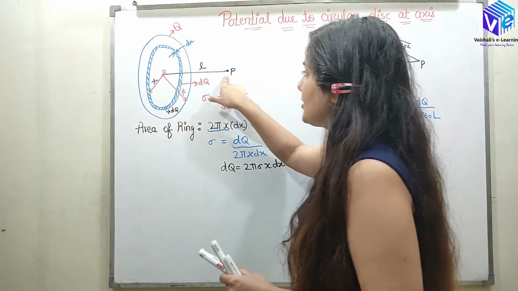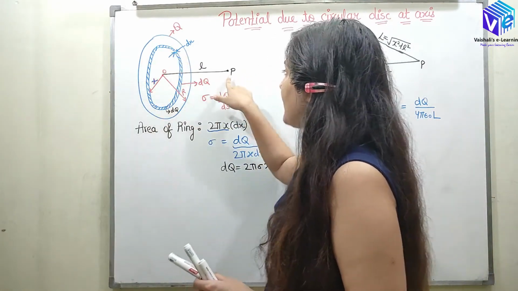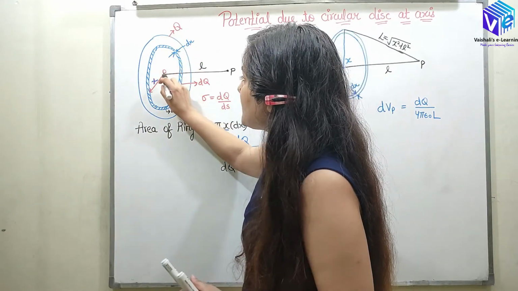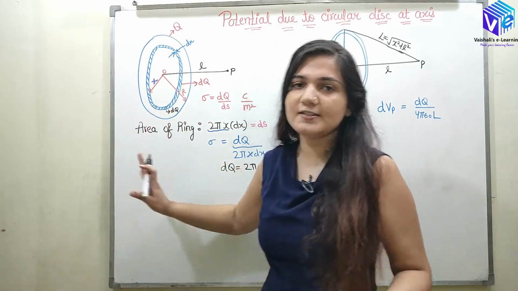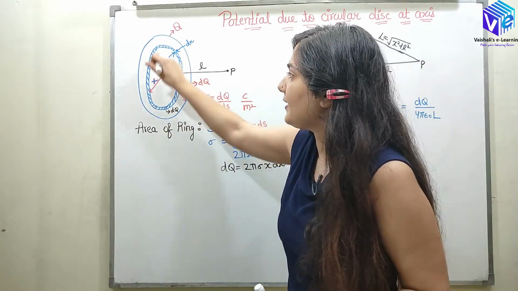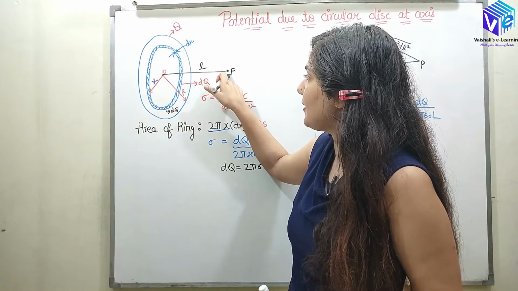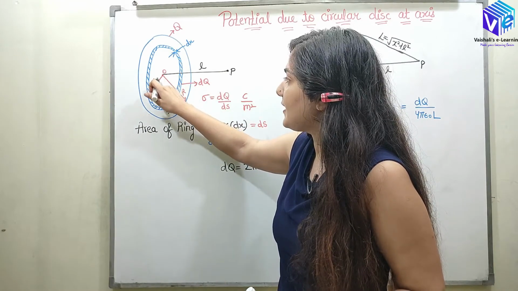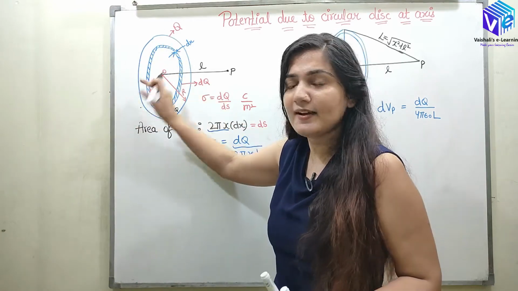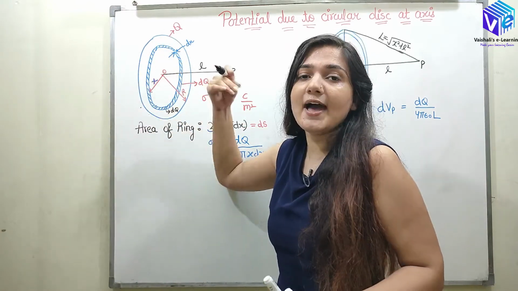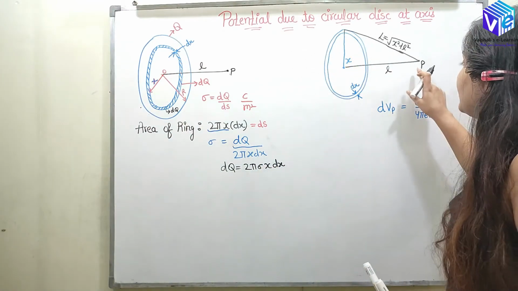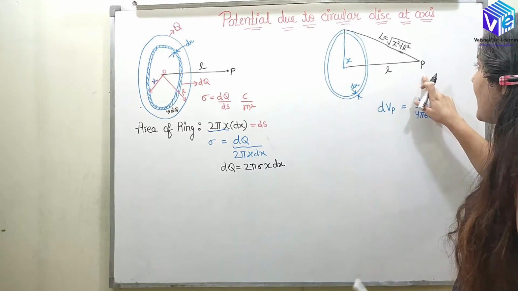Now coming to this circular ring and the point P, I have to find out the potential due to this circular ring at the point P. Then I will integrate it from x equal to 0 to x equal to r. Due to this ring, I will be finding out the potential at the point P, then integrating from x equal to 0 to x equal to r. I will be getting a lot of rings combined, and a lot of rings combined will give me the disk. So this is how I am taking the potential due to this ring at the point P.